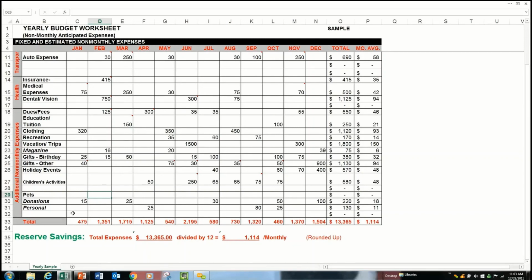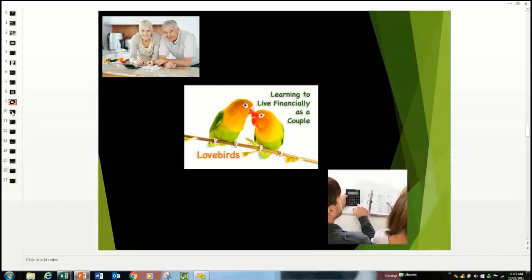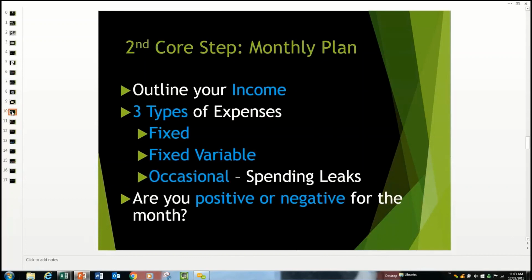And now I'm going to shift gears to what's happening in your household on a monthly basis, and where you're probably in much more familiar territory. And that would be the second core step, the monthly plan.